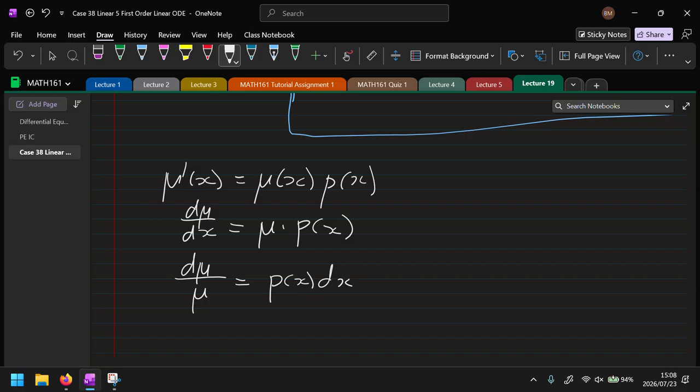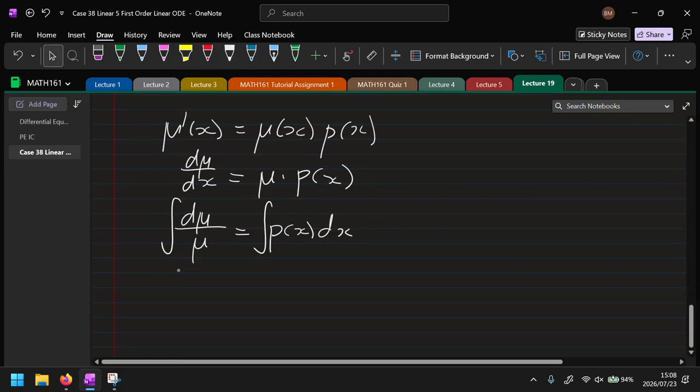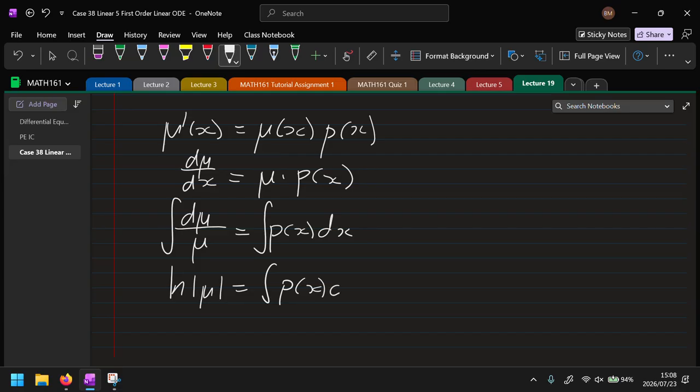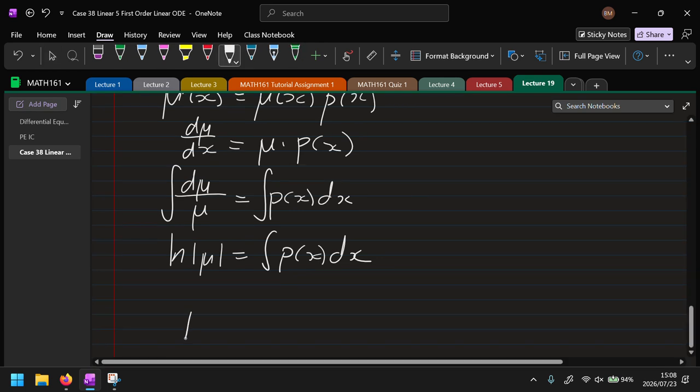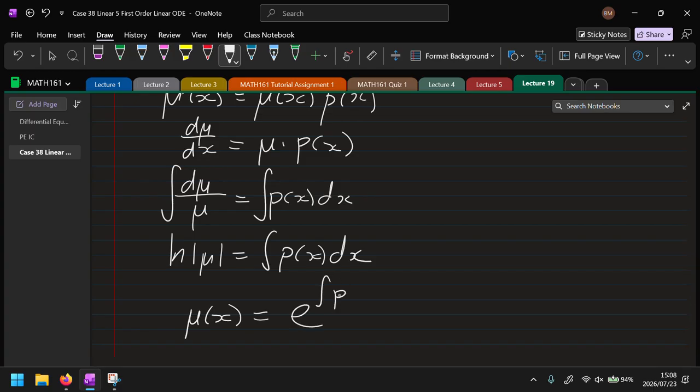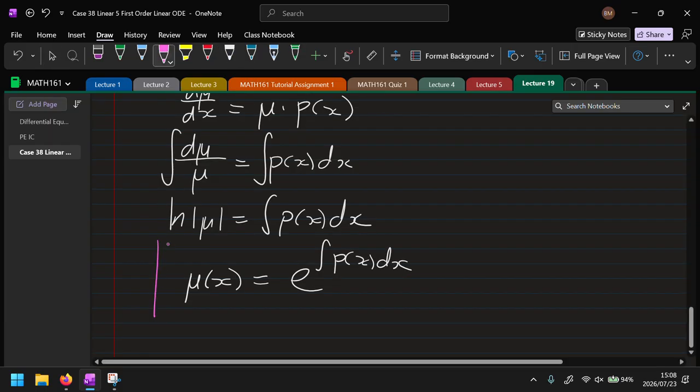Now we're missing the integration. Okay. The integral of d mu over mu, it's just the natural log. This right-hand side, we don't know what p is, so we're going to leave it like that. But now, finally, we can solve for mu. So this will be the exponential of the integral. And please put a box around that.